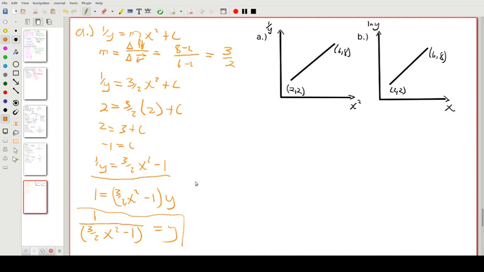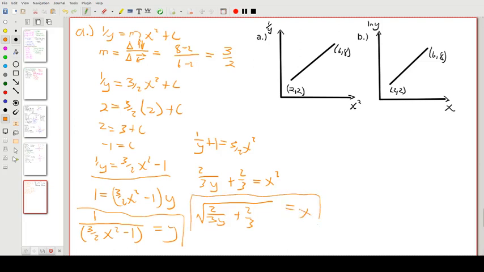Now let's do it in terms of x. So in terms of x, from here, let's keep the x squared on this side, so we'll have 1 over y, and then we'll add the 1, take it over, so that'll give us 3 over 2 x squared, plus 1, then we divide both sides by 3 over 2, so we'll get 2 over 3y plus 2 over 3 equals x squared, and for the final step we'll just take the square root. So the square root of 2 over 3y plus 2 over 3 equals x. So there we have it in terms of x.